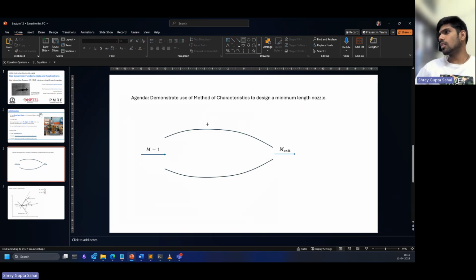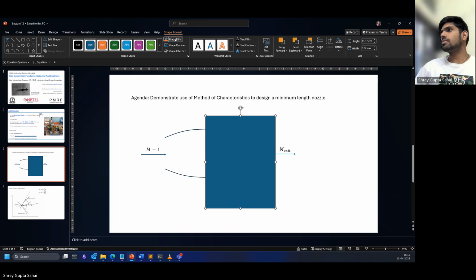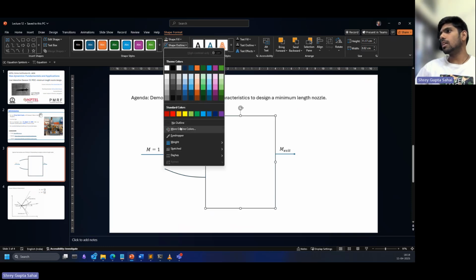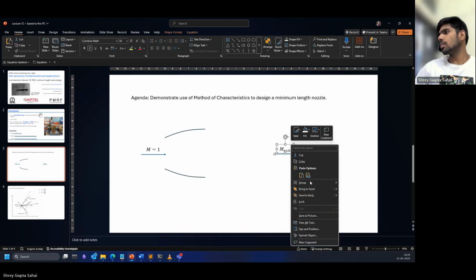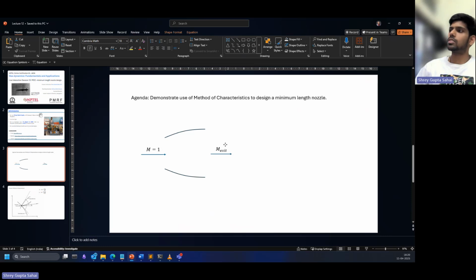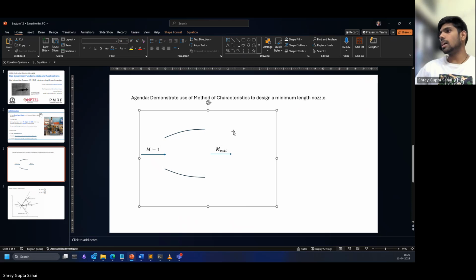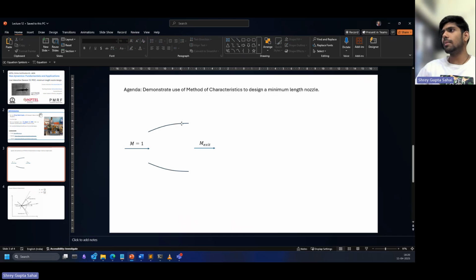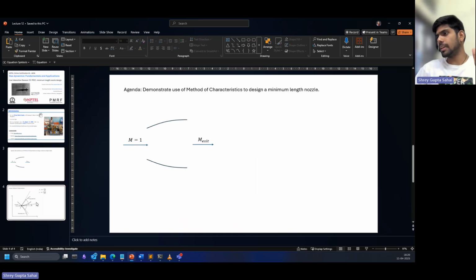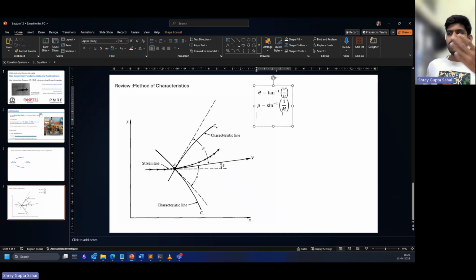So to be precise, I should not have this part of it, and it should only be of this sort. This is how the thing will look. So there's only expansion that is going to happen, no compression that we are expecting out of it. Now the local curvature of the characteristic lines is itself one result of the method of characteristics. This is step one of it.